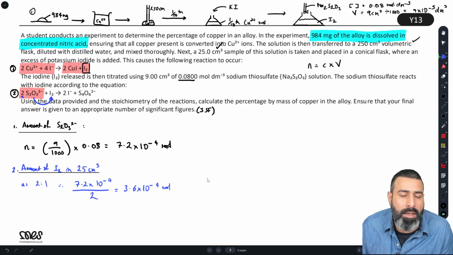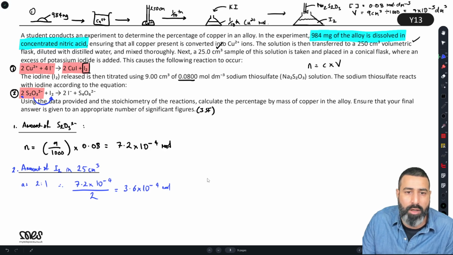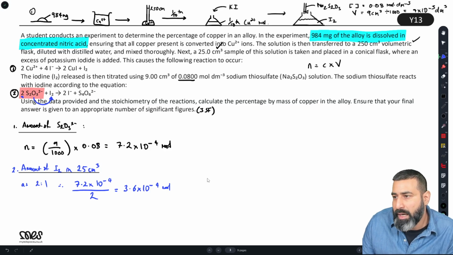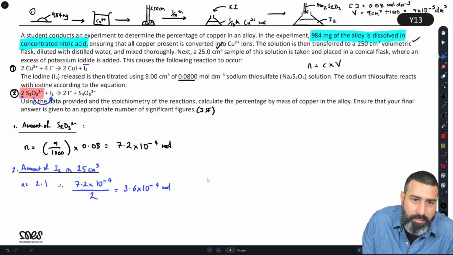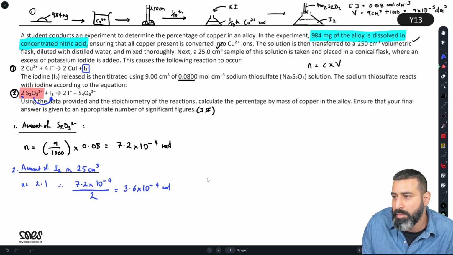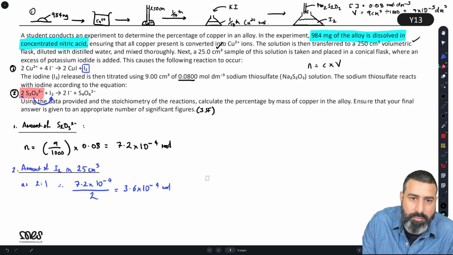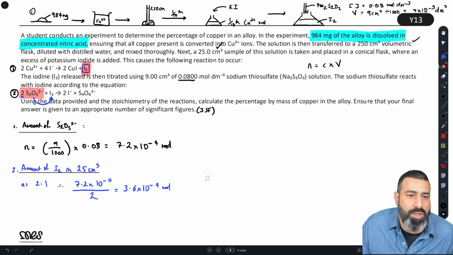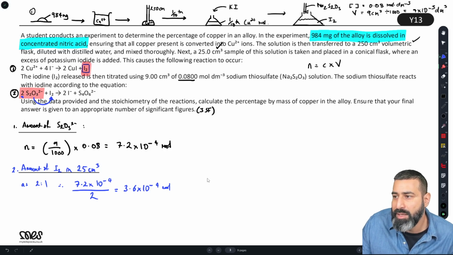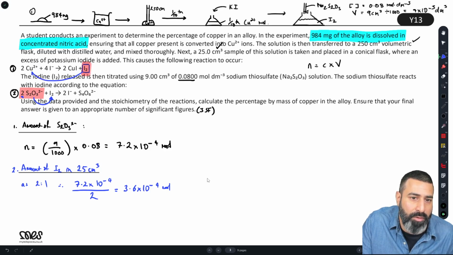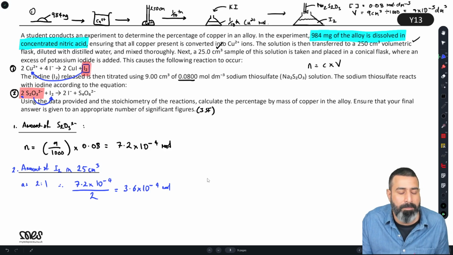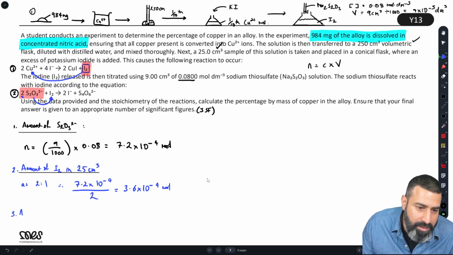Okay. And then I'm going to go to equation number 1. Because all of that I2, using equation number 2, came from equation number 1. So it all came from here. Okay. So if all of that I2 came from here, what can I do? I can then use the molar ratio in equation number 1 to work out the number of moles of copper 2+.